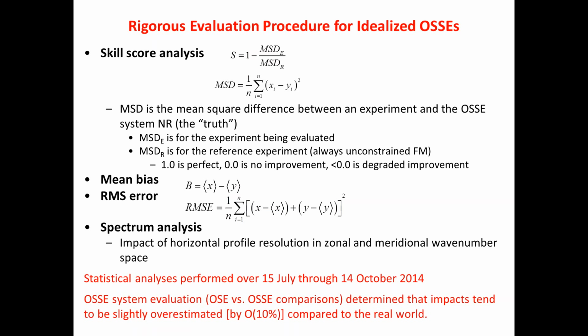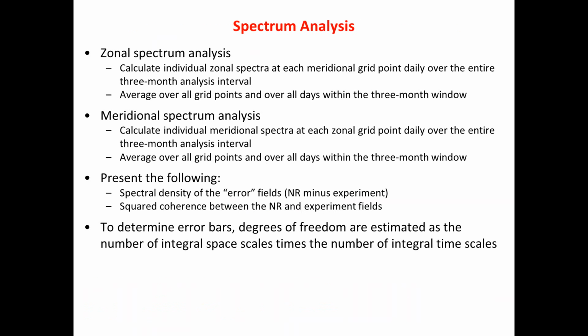And of course, I'll also be looking at the corrections of mean bias and RMS error. But the main thing I'm going to do with this large domain is really take a look at the properties of the correction in zonal and meridional wave number space by performing spectrum analyses, to see what scales are being corrected by different densities of ocean profiler deployments. And spectrum analysis will be performed in both the zonal and meridional directions.